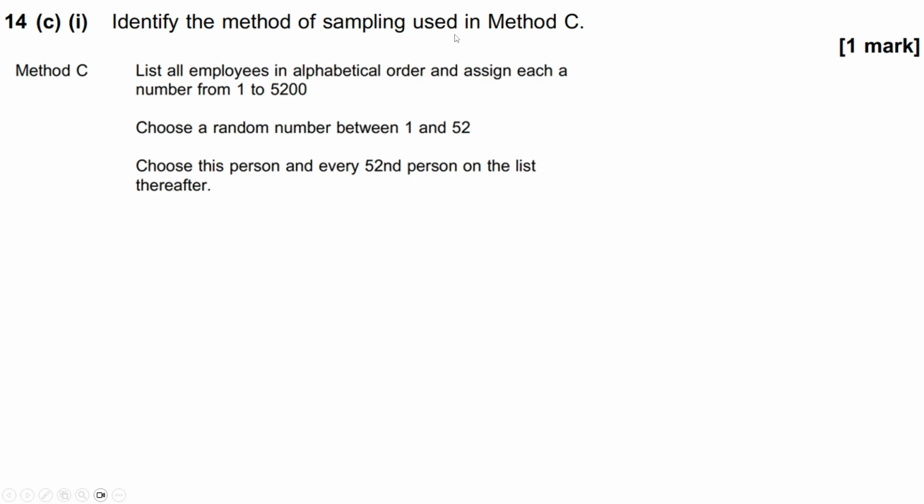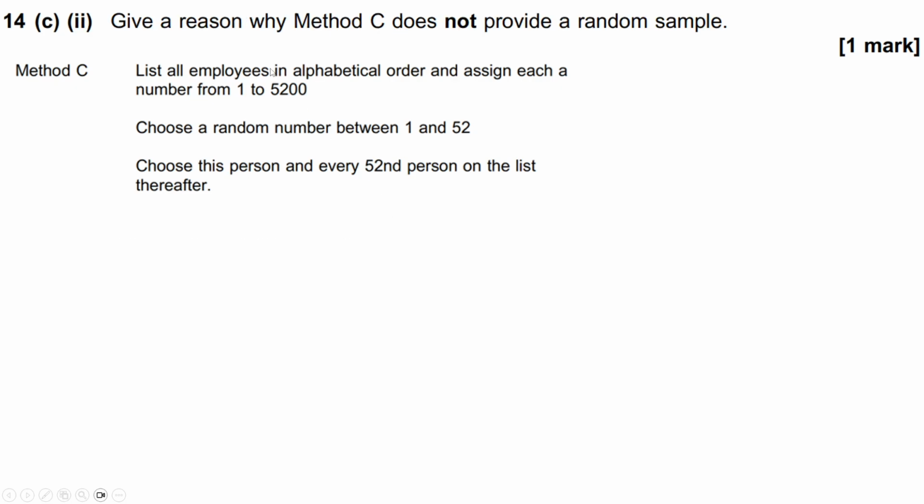Identify this method of sampling using C. This is just systematic sampling. It's not stratified because you're not actually filtering out the data. That's how I like to think about it. So this is systematic. Give a reason why method C does not provide a random sample.